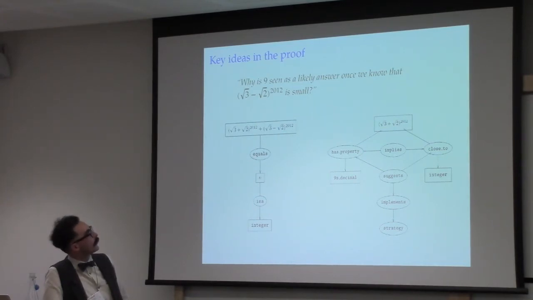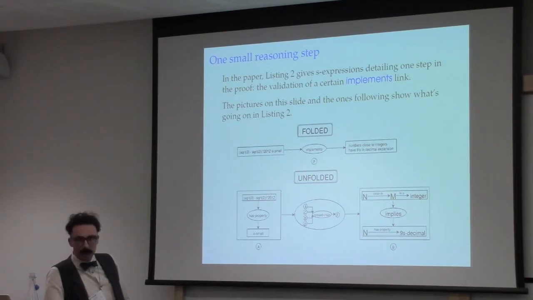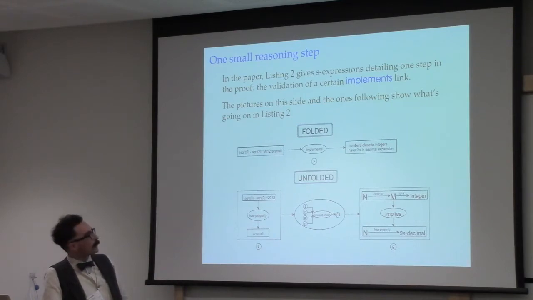So in the paper, there's a bunch of S expressions, and rather than reproducing them on the slides, which you couldn't read, I thought we would do something else with a big screen, which is just kind of show what those S expressions in listing 2 are. And this isn't a demo, sorry, but it is a pictorial, graphical kind of paper demo, if you will. So this thing is small, implements this idea, this strategy. Numbers close to integers have 9s in their decimal expansion.